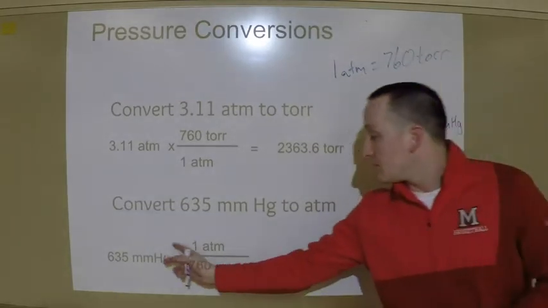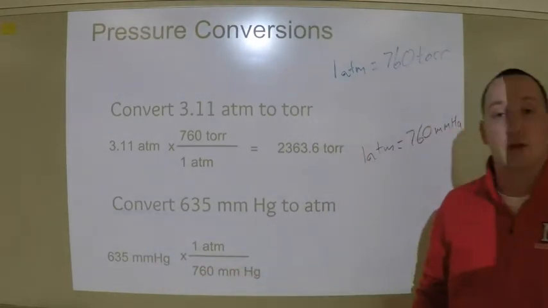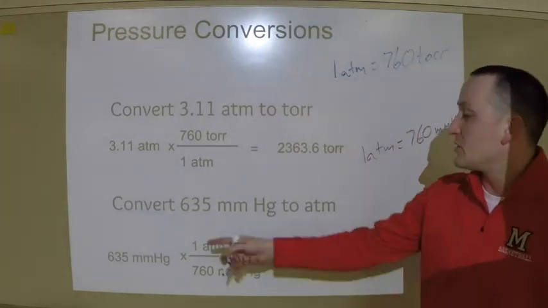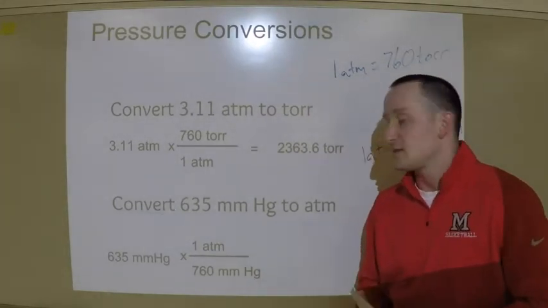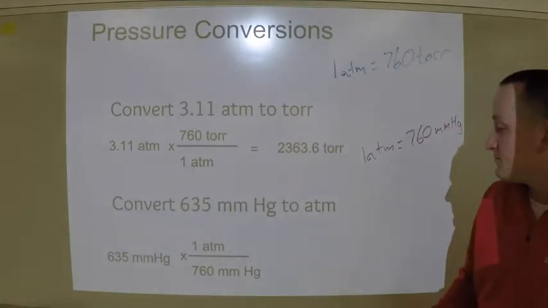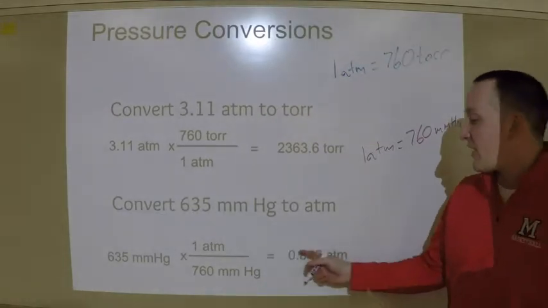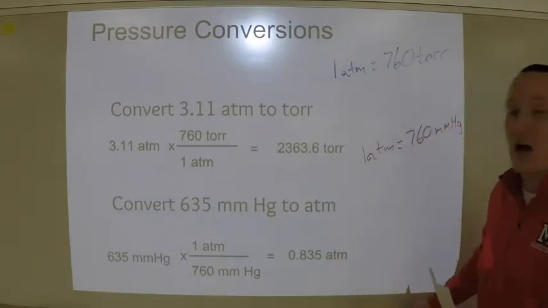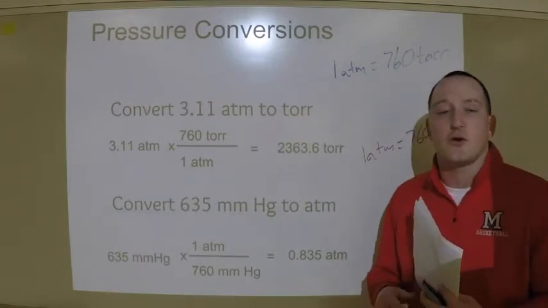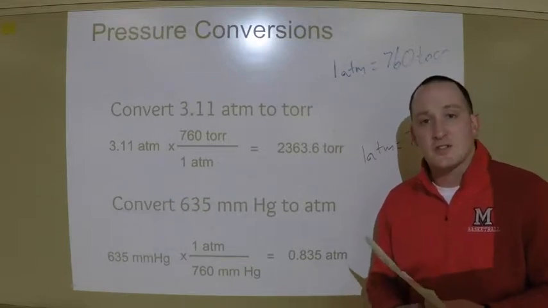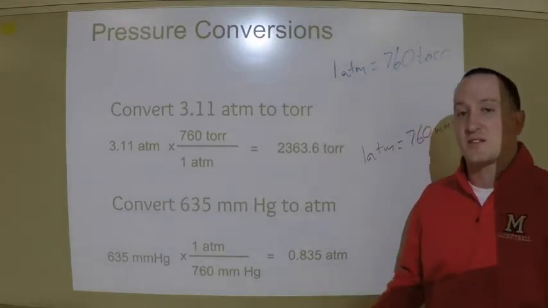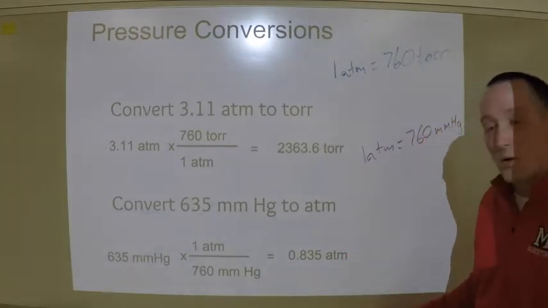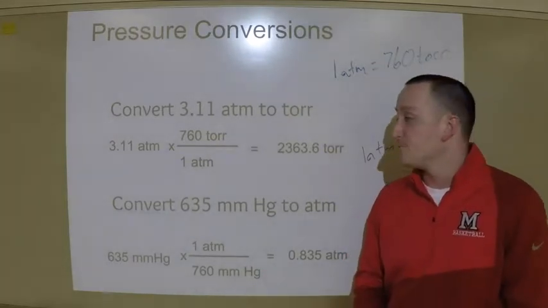So my millimeters of mercury would cancel out, because one is on the top and one's on the bottom. So I would just do 635 divided by 760. And I would get that the amount of atmospheres is equal to 0.835 atmospheres. All right, so that's how you convert units of pressure. Again, just like when we did mole conversions, we're just dividing or multiplying by a particular number in order to get us to that desired unit.